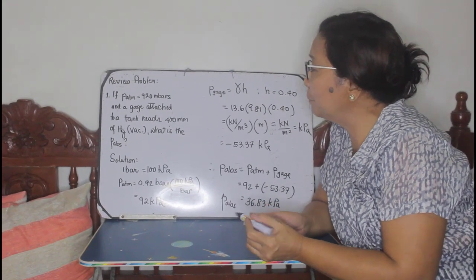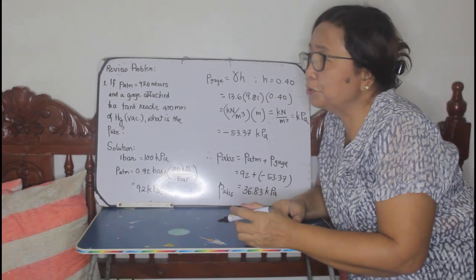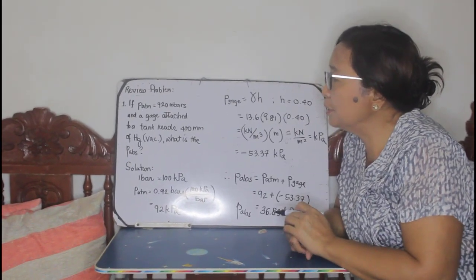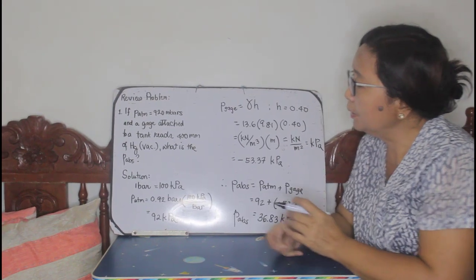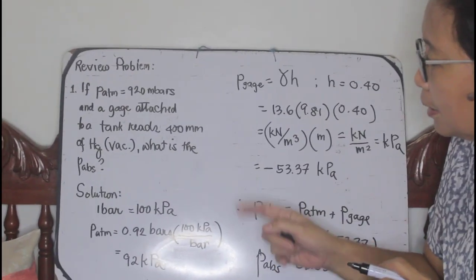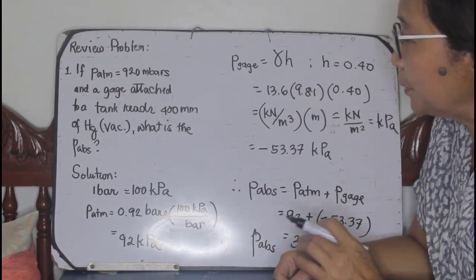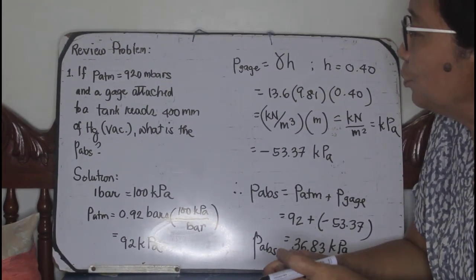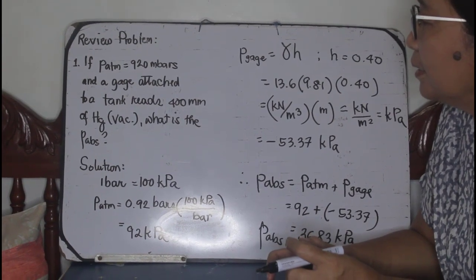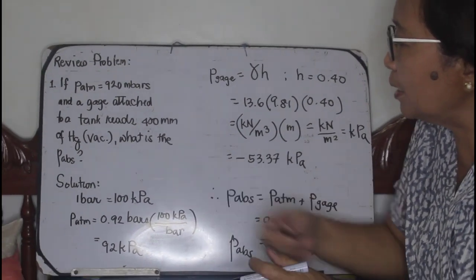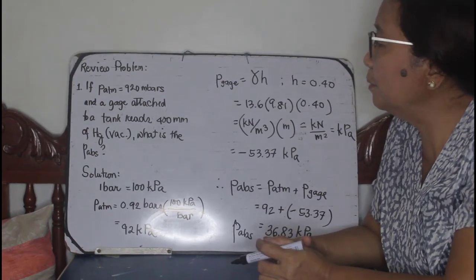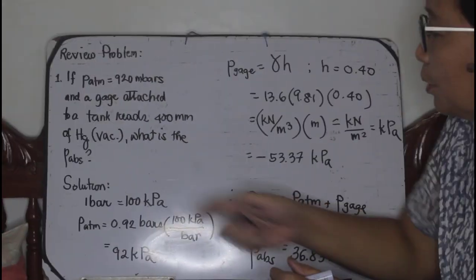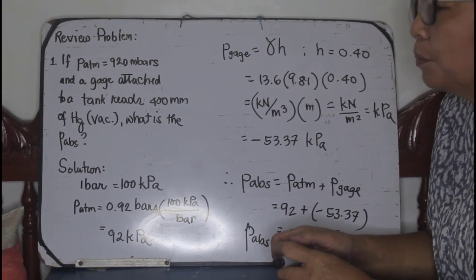Okay. We have to catch up with our lessons on hydrostatic pressure, but before that, i-review natin yung principles of hydrostatic pressure. So this is the problem dun sa ating unang presentation, the sample problem. Given the atmospheric pressure of 920 millibars and a gauge that is attached to a tank rates 400 millimeters of mercury. The reading is a vacuum pressure and you are required to determine the absolute pressure.